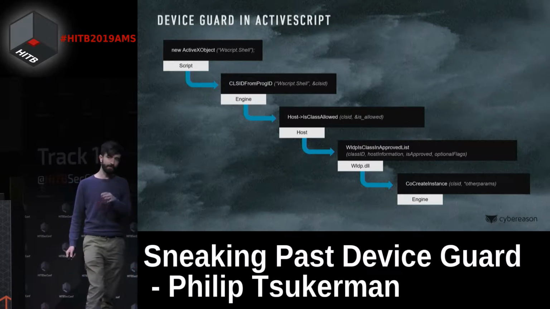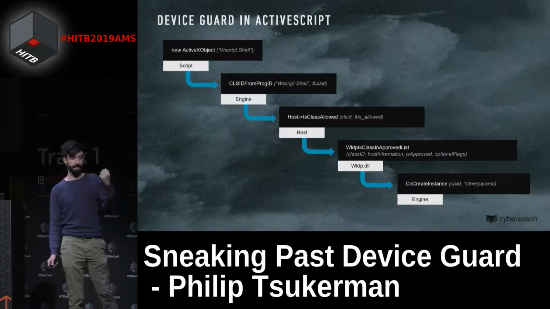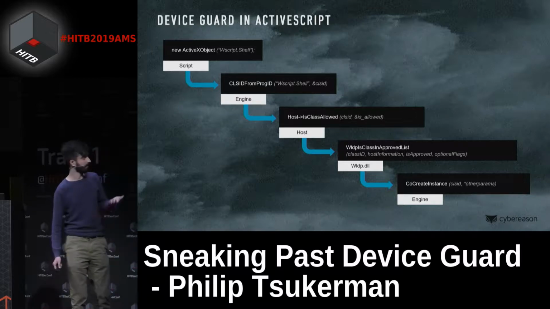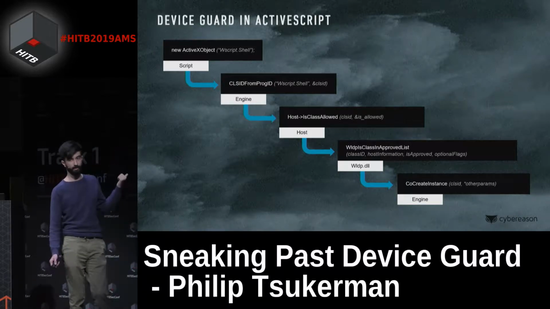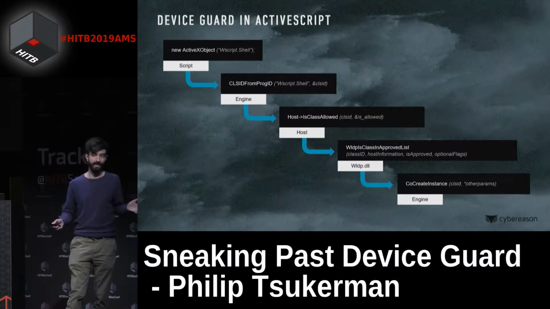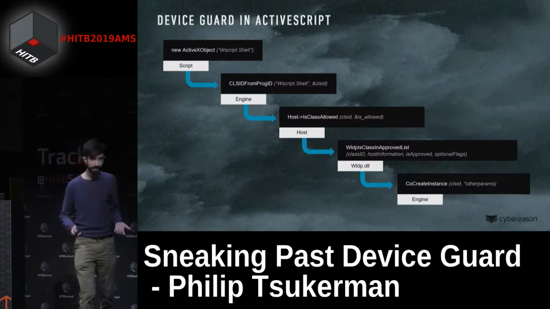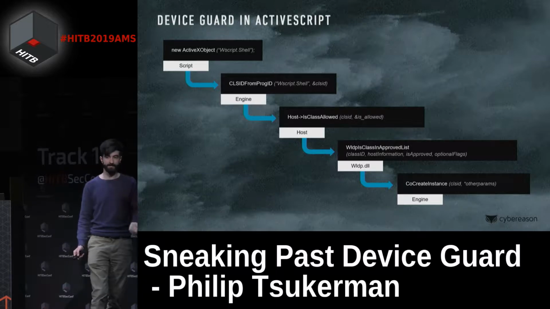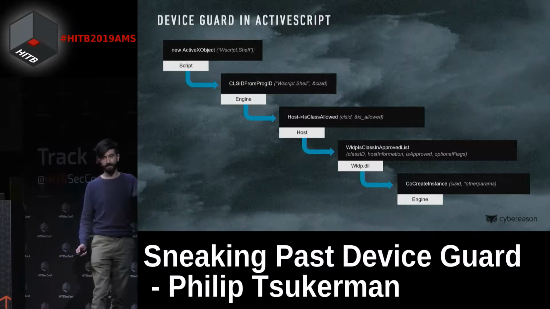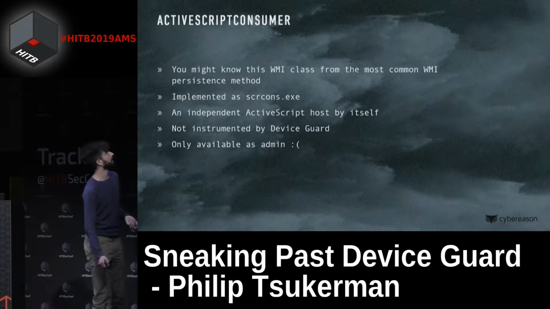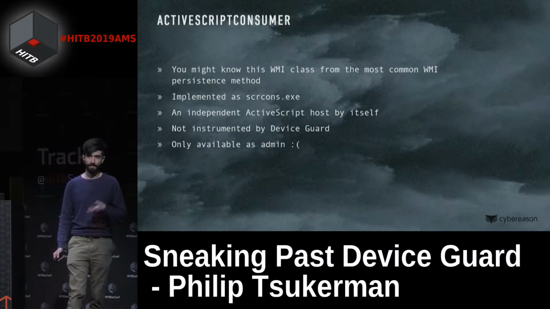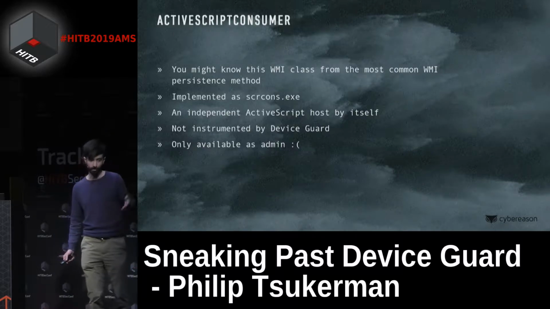Now, not every single engine and host actually supports Device Guard, meaning that sometimes you don't have this IsClassAllowed or it's not called. And what happens then is that you simply ignore the lack of IsClassAllowed and you can create whatever. So one category of ActiveScript bypasses is to find a host that does not have this IsClassAllowed function, which then simply silently fails and lets you create whatever. One such scripting host is ActiveScriptConsumer, which you might know from WMI persistence.